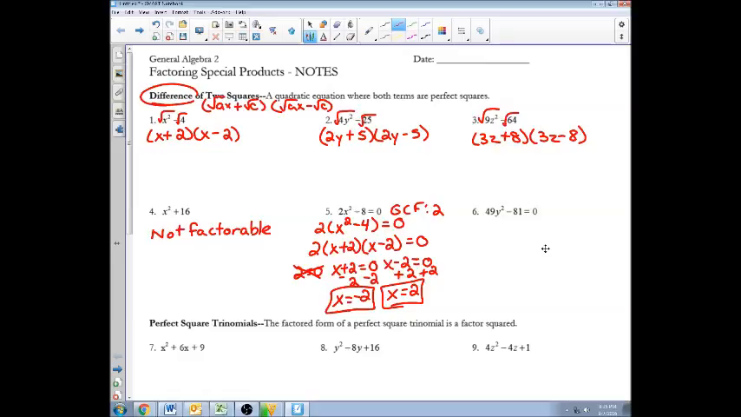Moving on to number 6. Is 49y squared a perfect square? Well, we know y squared is. 49 is in fact a perfect square because 7 times 7 will get me 49, or the square root of 49 would get me 7. So I can take the square root of 49y squared. 81 is also a perfect square. It's 9 times 9, or the square root of 81 would be 9. So from here I can write this as 7y plus 9 times 7y minus 9, all that would be equal to 0. Use the zero product property.